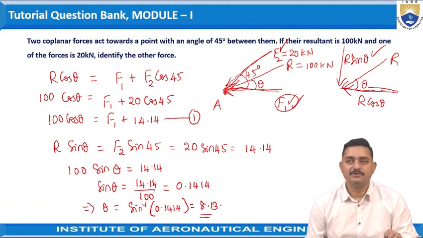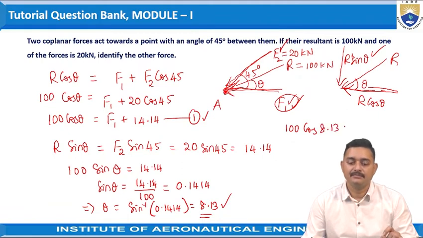Now let us substitute this theta value of 8.13 in equation 1. That will give 100 cos 8.13 is equal to F1 plus 14.14.